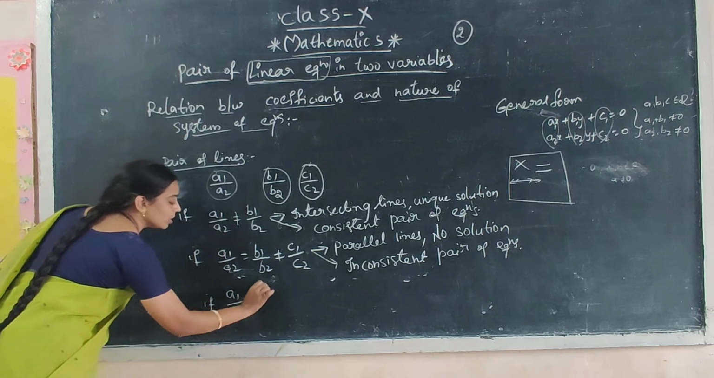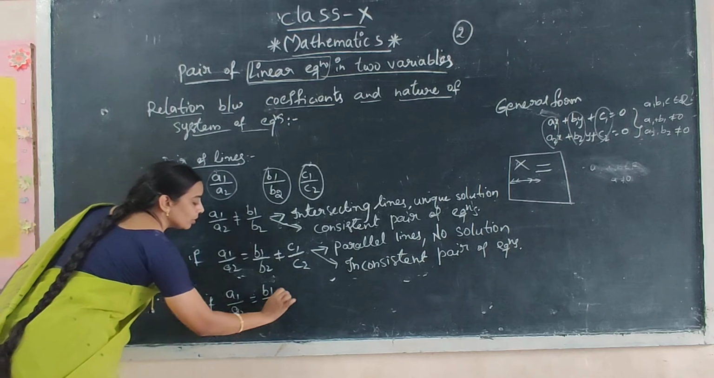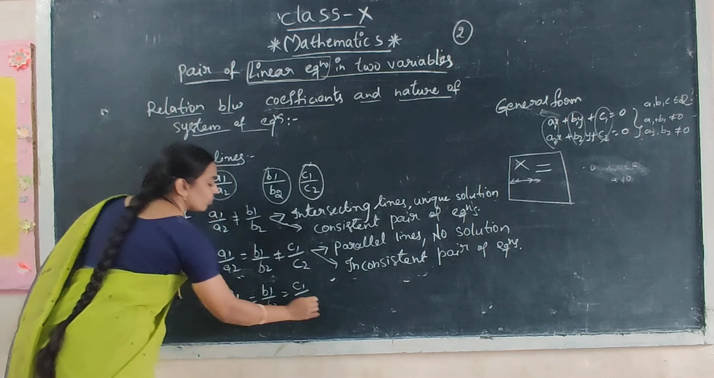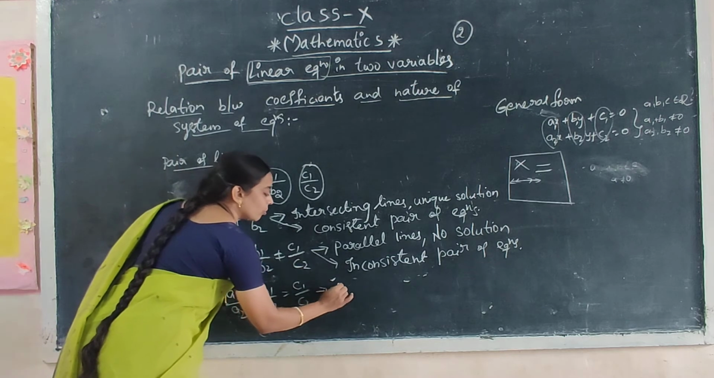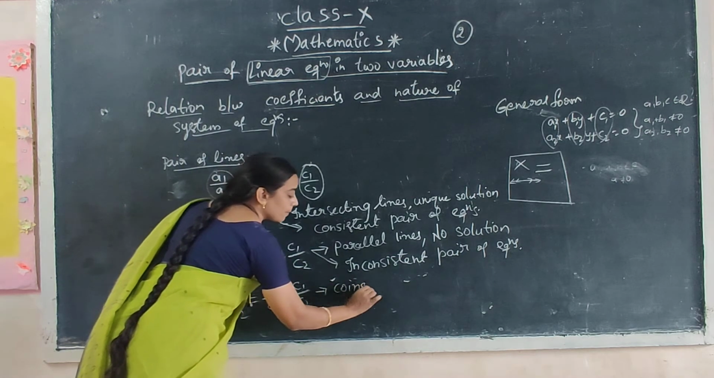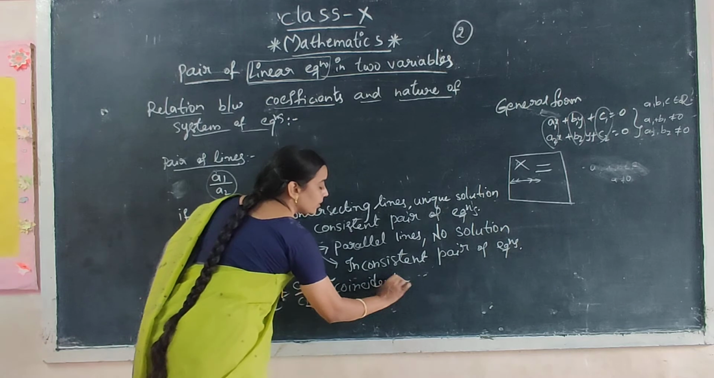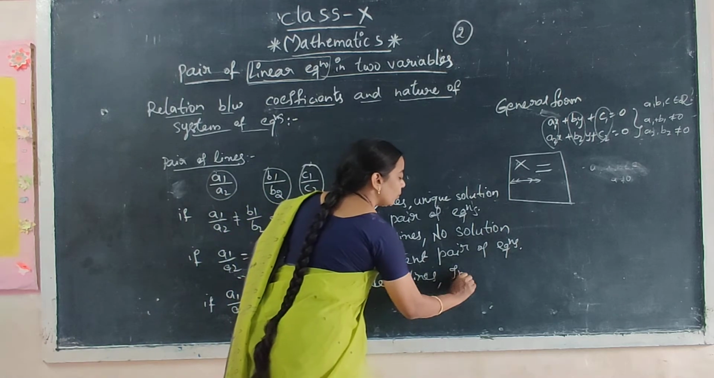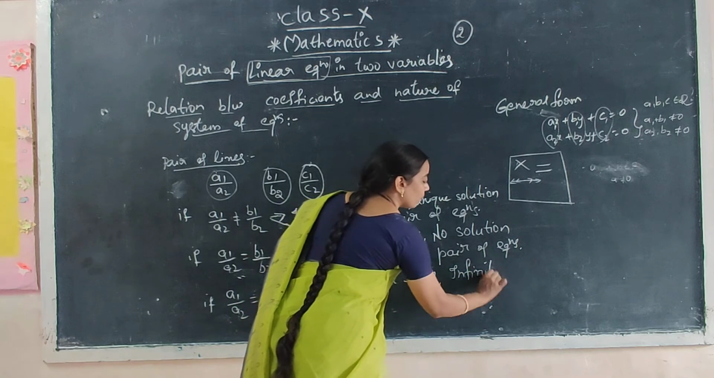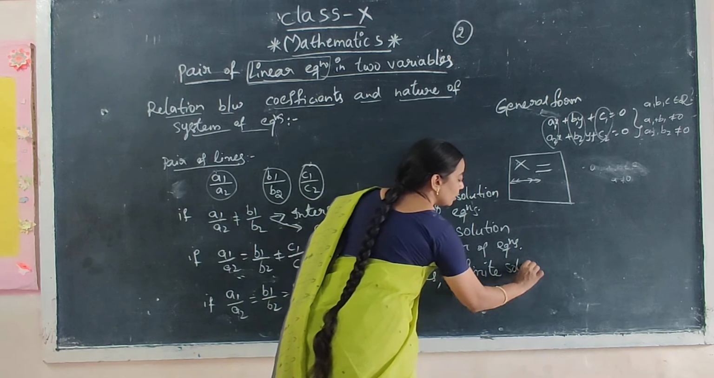The third case is when all are equal: a1 by a2 is equal to b1 by b2 is equal to c1 by c2. All the ratios are the same, then you will get coincident lines and infinite solutions.